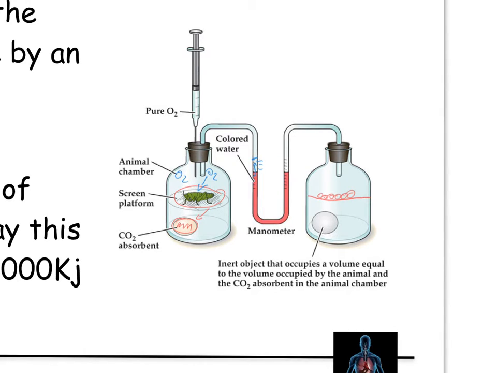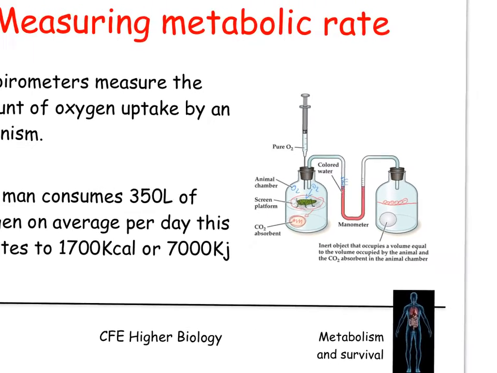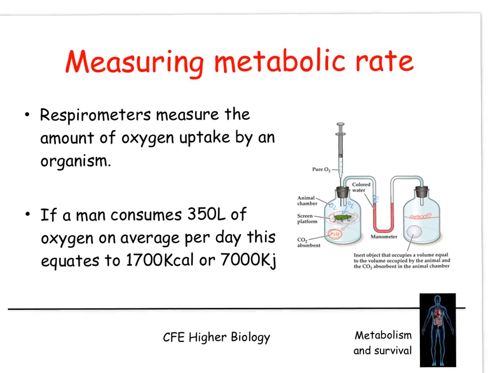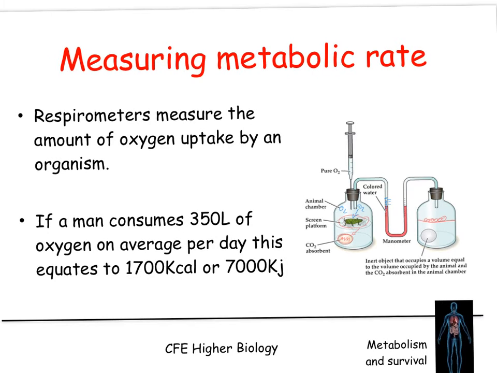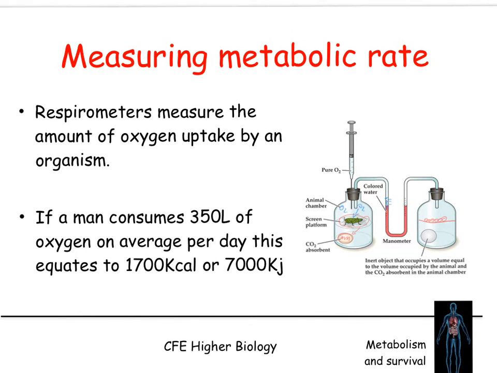I've got here on this slide just a wee statement giving a rough idea that if a man is consuming 350 litres of oxygen in a day, that equates to something like 1700 kilocalories or 7000 kilojoules. You don't need to know that bit of information, it's just a wee throw in. So that's one way of measuring a metabolic rate using a respirometer.